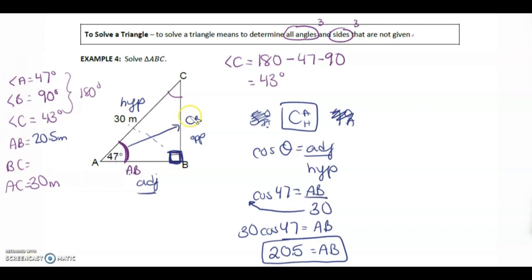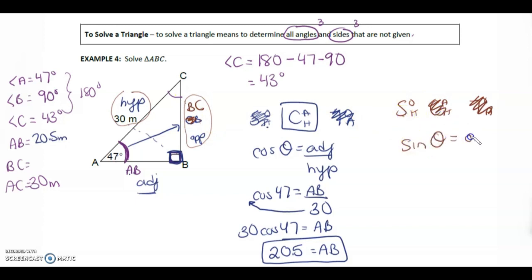All right, BC. You know what? I put CB. Let's call this BC just to be consistent. Doesn't matter, you can name this CB or BC, same thing. So, again, we have the hypotenuse. So let's write SOHCAHTOA. We have the hypotenuse, so we're not going to be using tan. And BC is opposite, so we're going to be using sine.